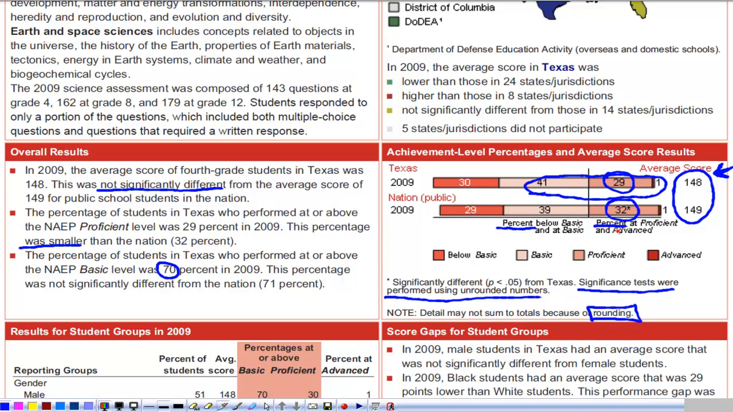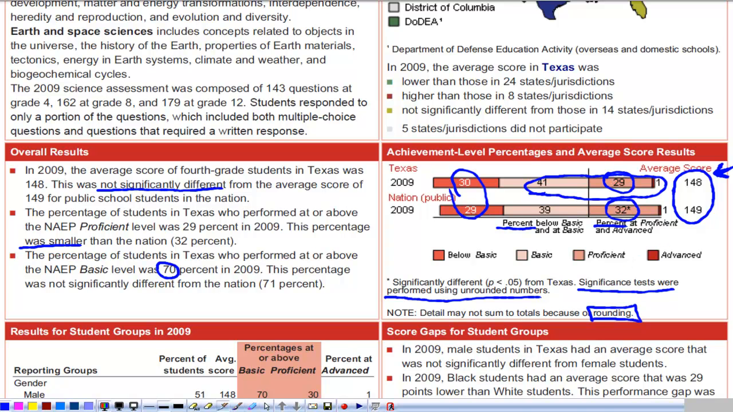Sometimes in a statistical report like this, you'll get something like that, that the percentages don't actually round to 100. Okay, so the 30 and the 29 for the students that performed below basic, that was not significant. The 41 and the 39, notice Texas got a little bit higher that time than the nation. That was not significant. Those numbers aren't far enough apart to really draw any conclusions from it. These numbers were the only ones that were.